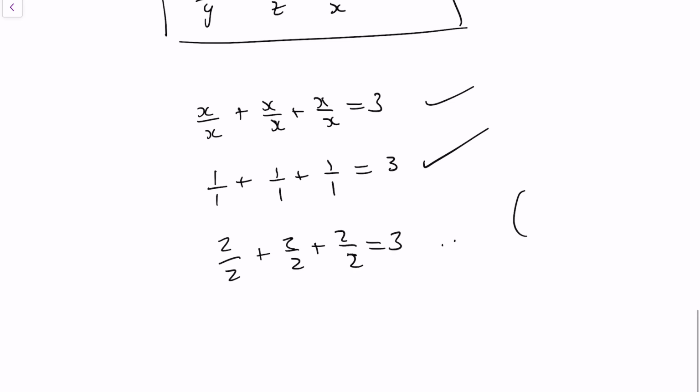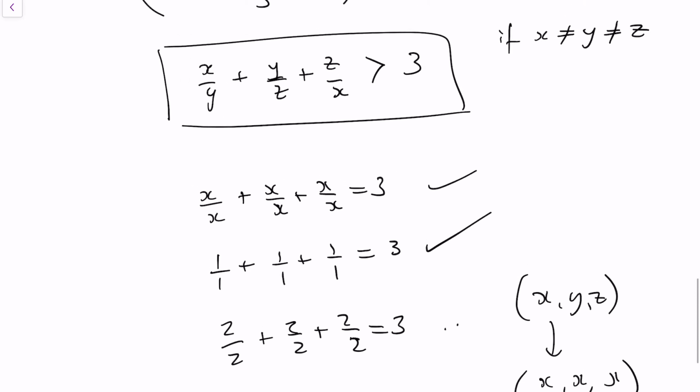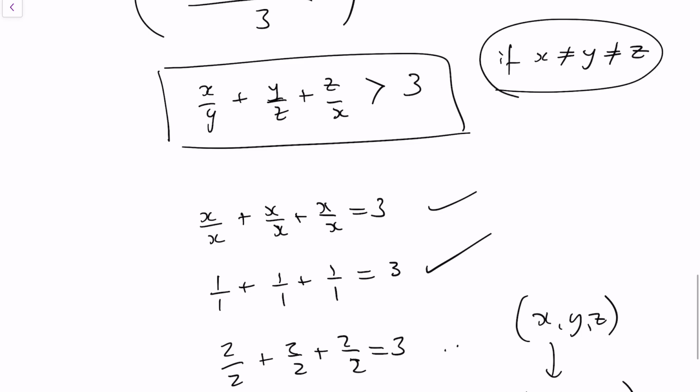So in other words, for x, y, z, we have infinitely many solutions if x is x, y is x, z is x. In other words, if they are equal, then we have infinitely many solutions. But if x is not equal to y is not equal to z, it is impossible.